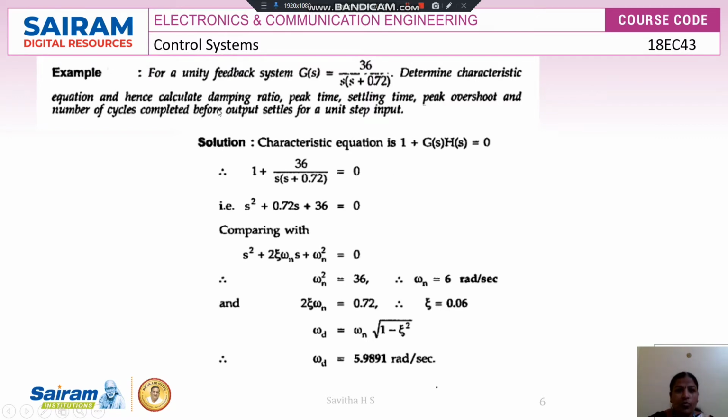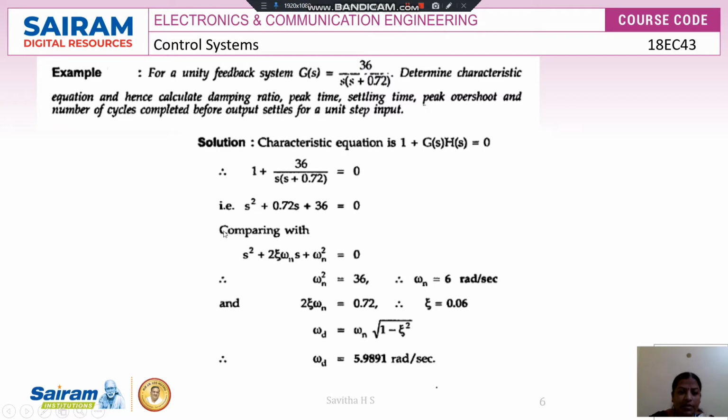So now we'll see one more problem. For a unity feedback system, G(s) is equal to 36 by s into s + 0.72. Determine the characteristic equation and hence calculate the damping ratio, peak time, settling time, peak overshoot, and the number of cycles completed before the output settles for a unit step input. For this, first I need to find the characteristic equation, that is 1 + G(s)H(s), and substitute the value of G(s). I'll get the expression as s square + 0.72s + 36.